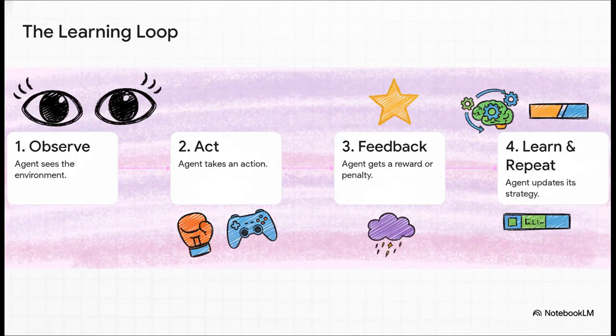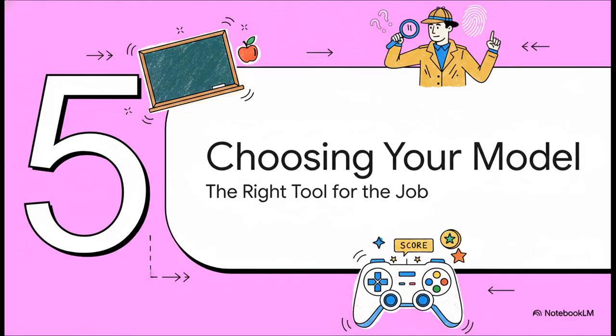And it all works through this simple but really powerful learning loop. Step 1, the agent looks at its surroundings. Step 2, it tries something, it takes an action. Step 3, it gets feedback, either points or a penalty. And finally, step 4, based on that feedback, it learns and adjusts its strategy for the next try. It just does this over and over and over again until it becomes an expert. So there we have it, our three families, the teacher, the detective, and the gamer.